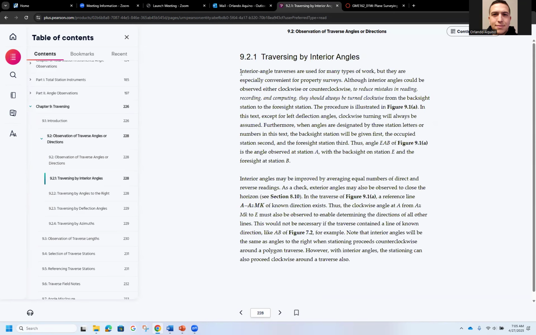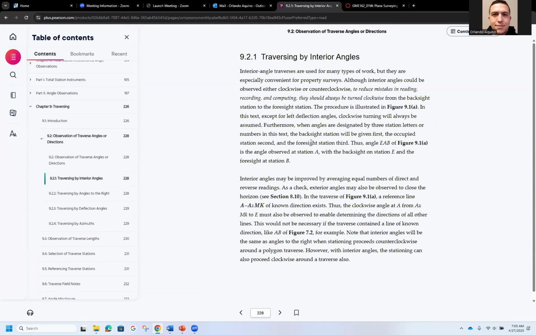Interior traverse angles are used for many types of work, but they're especially convenient for property surveys. Although interior angles could be observed either clockwise or counterclockwise, to reduce mistakes in reading, recording, and computing, they should always be turned clockwise from the backsight station to the foresight station. We'll show you an example there. They're also going to talk about deflection angles, stationing, and then direct and reverse readings to compute your distances and angles.